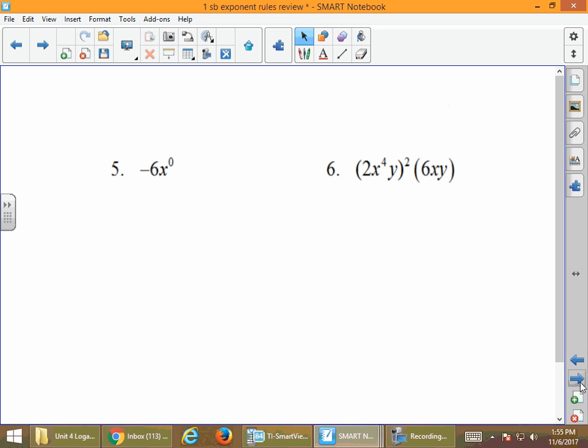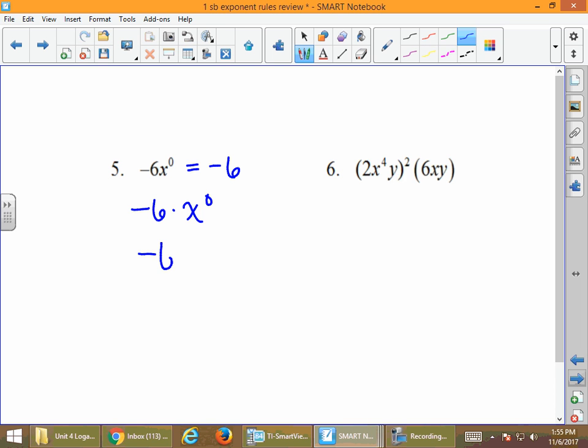Negative 6x to the 0. The thing that you need to realize about this problem here, first of all, is that the answer is negative 6. Now, where am I getting negative 6? And some of you are thinking, well, the answer is 1. But this is negative 6 times x to the 0. And x to the 0 is where we're getting that value of 1. So negative 6 times 1 is negative 6.